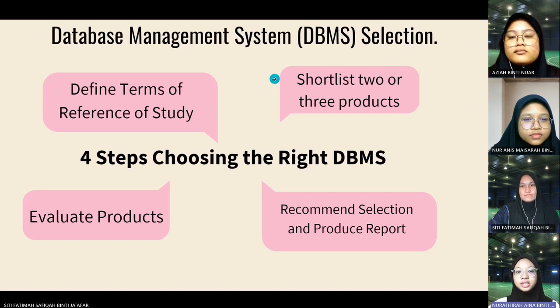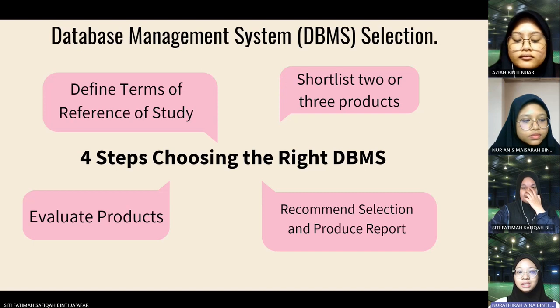Number two, shortlist two or three products. Is to define the needed DBMS concept. And number three, to evaluate products. It is to conduct a detailed analysis of shortlist DBMS option. And lastly, recommend selection and produce report to create a comprehensive report detailing analysis findings.